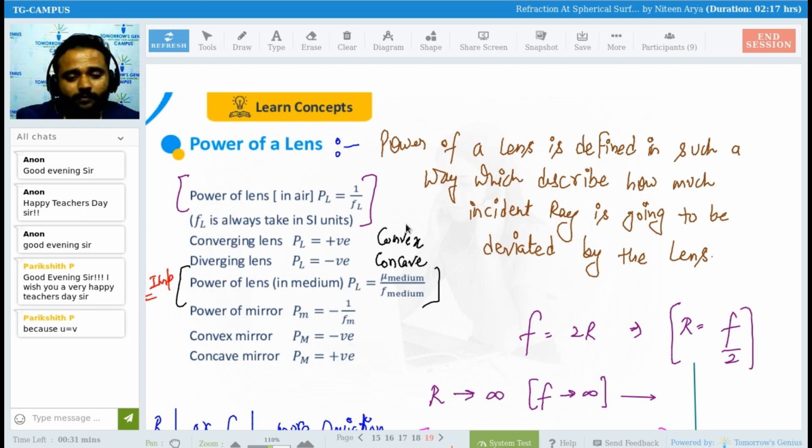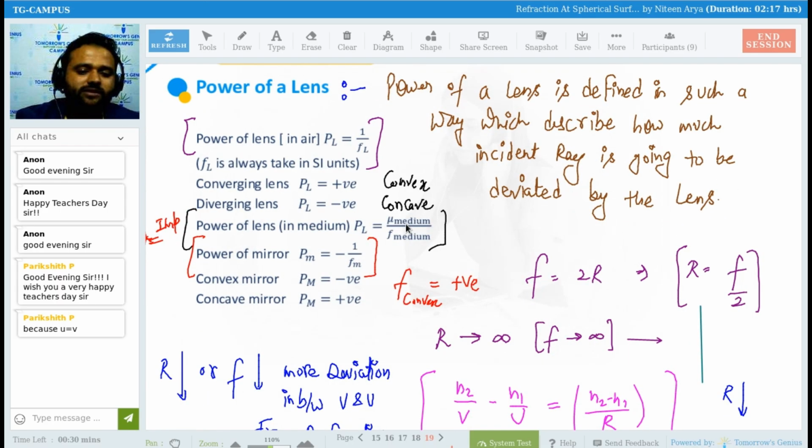Now the power of a mirror, PM, is minus of 1 by FM. A mirror also has a power, and this is how much it gives with the reflection. A convex mirror has a positive focal length, so with this negative sign you get a negative power.